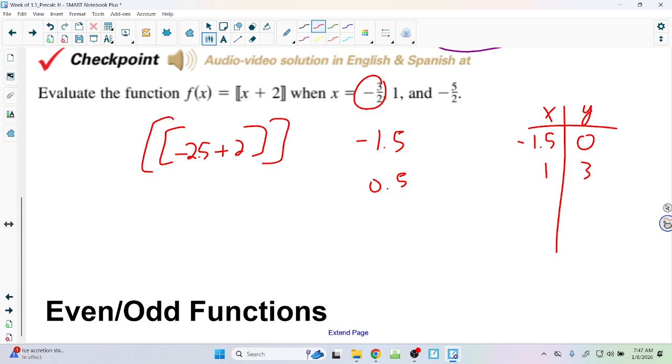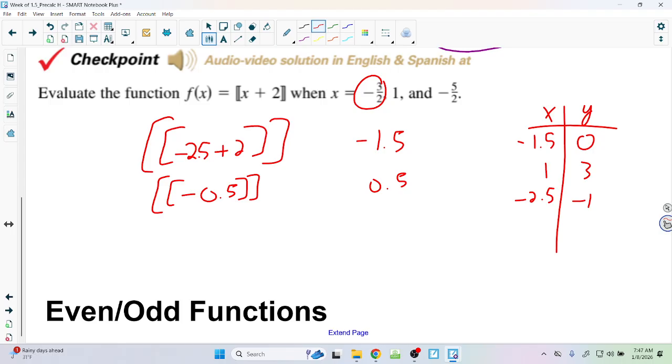Right? They're a mess too. That's negative 0.5, and we have to round that down. So that has to be negative 1, right? So again, those should be our answers. Okay? That is the greatest function, not greater than.